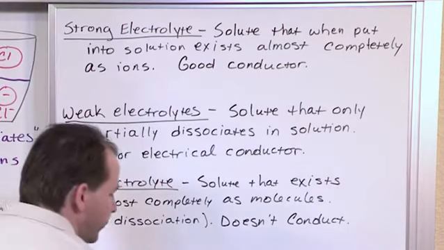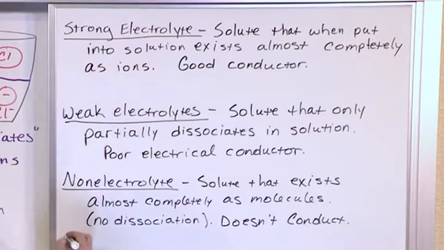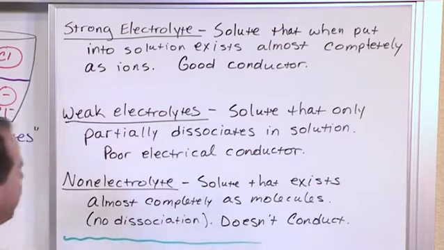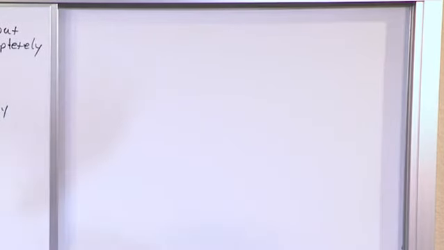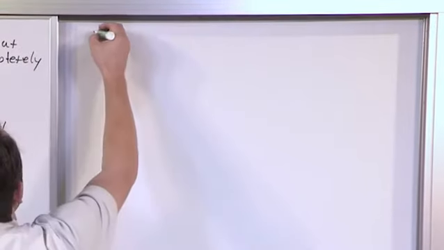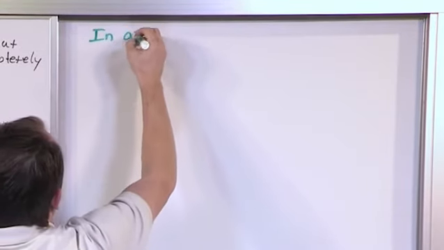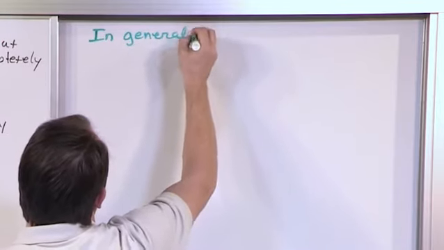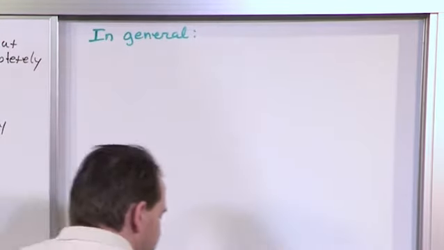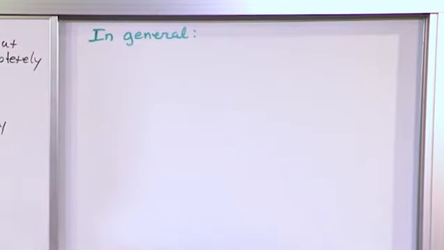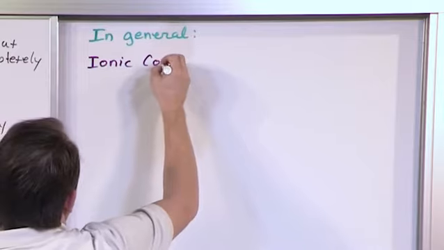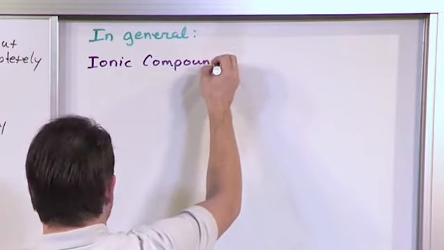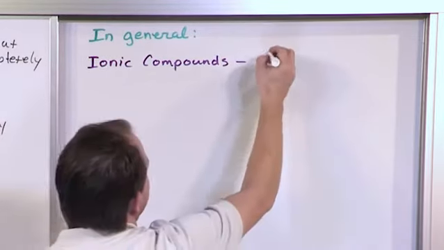So I want to give you a few examples of what would typically be good strong electrolytes and what would be good weak electrolytes and non-electrolytes, just so you have an idea. So in general, just so you can kind of get a feel, ionic compounds are pretty much always going to be strong electrolytes.